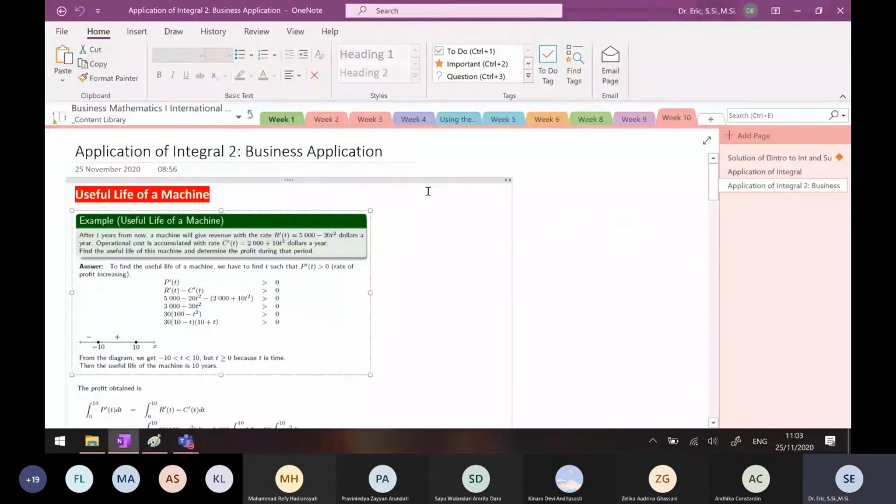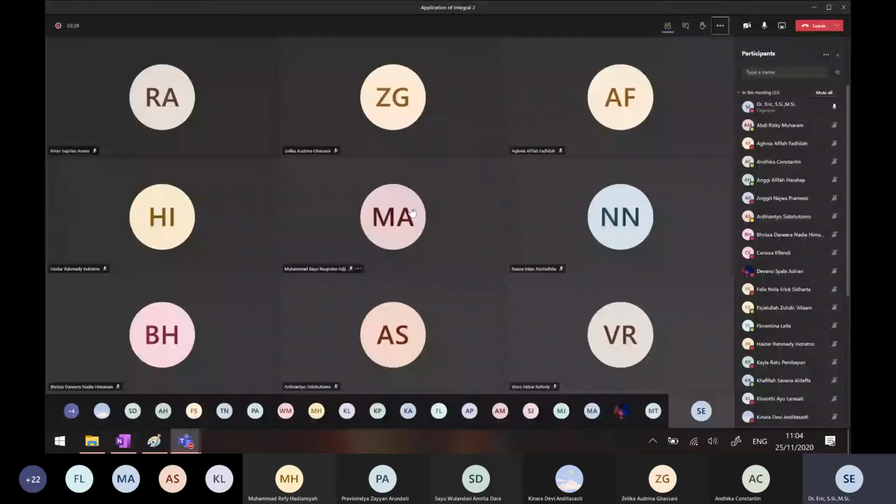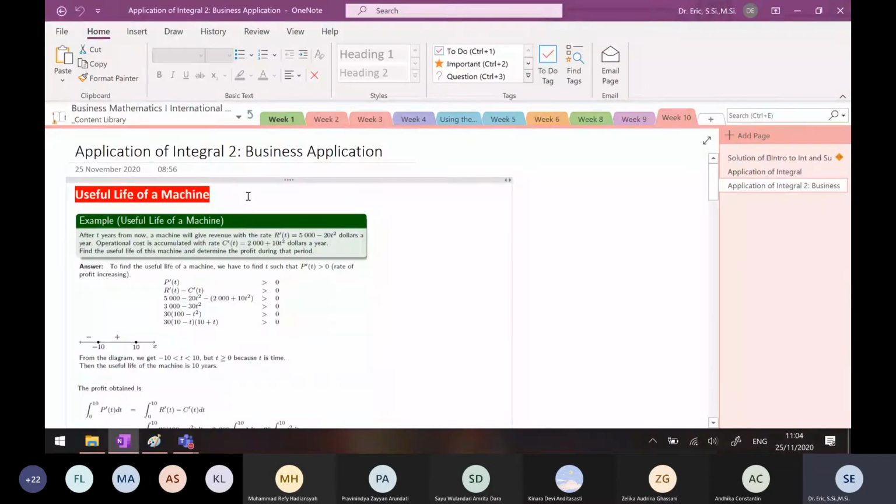Okay, good morning all. We will go directly to the application of integral 2, that is, business applications. Okay, can you all see my screen? It is on the OneNote now.